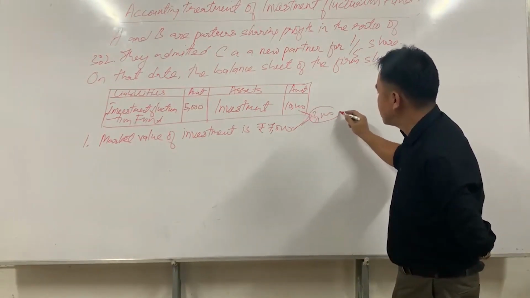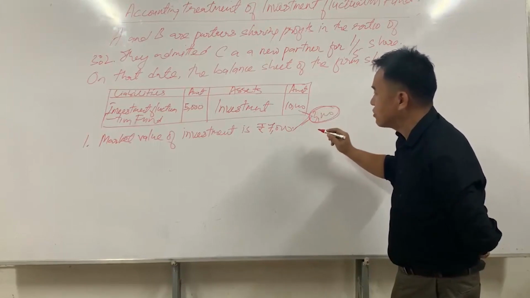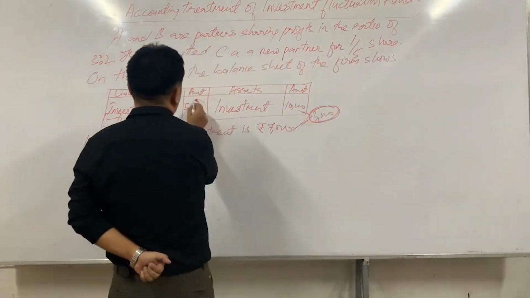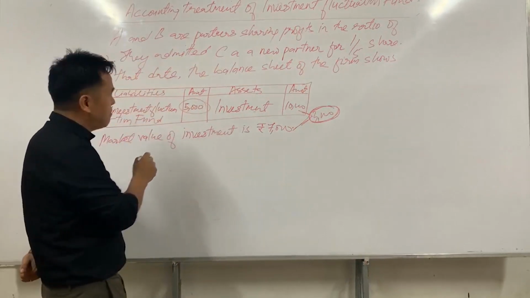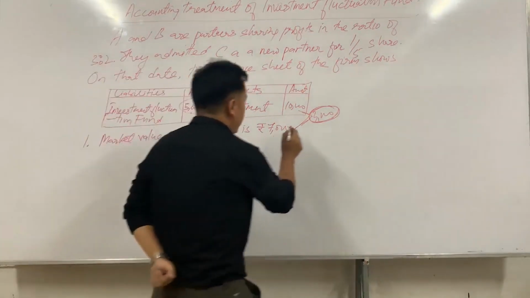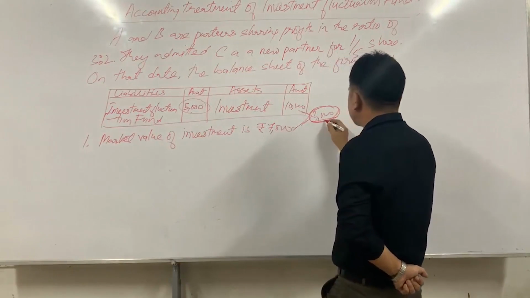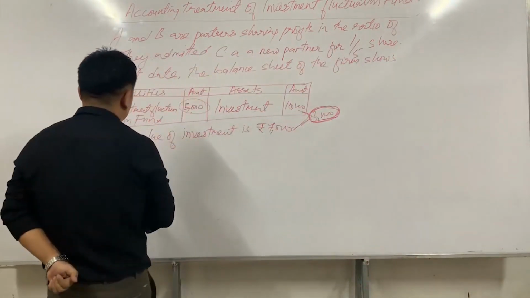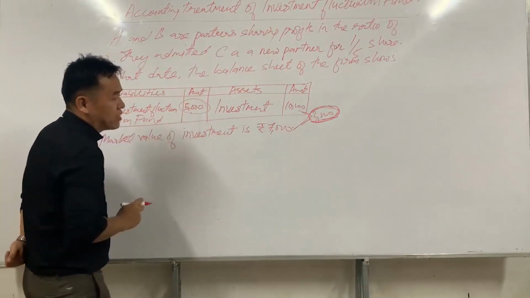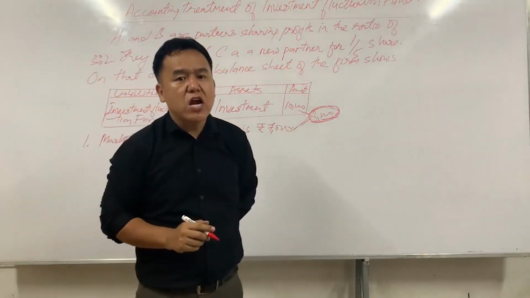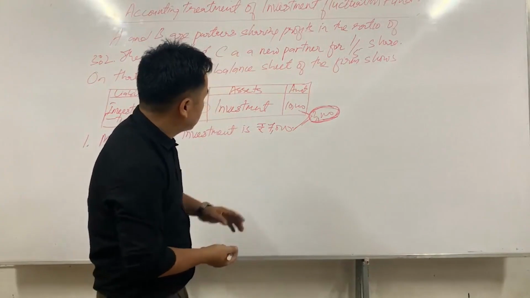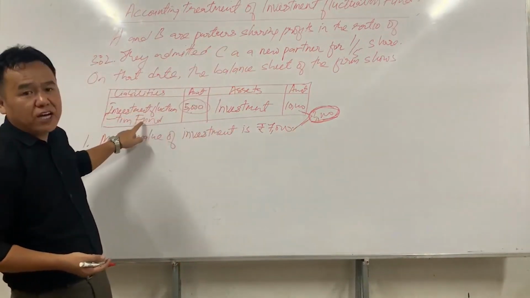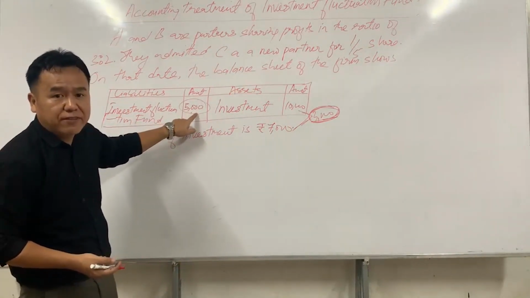So this loss of rupees 3,000 should be made out of 5,000. Should be made from 5,000. So if we deduct 3,000, a loss of 3,000, from the fund available with us, that is 5,000, then the remaining balance will be 2,000. Since the loss should be made out of investment fluctuation fund and the balance is 5,000, isn't it?